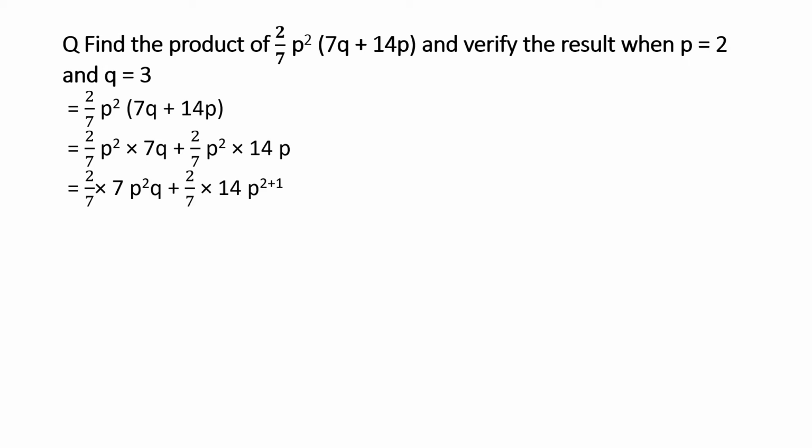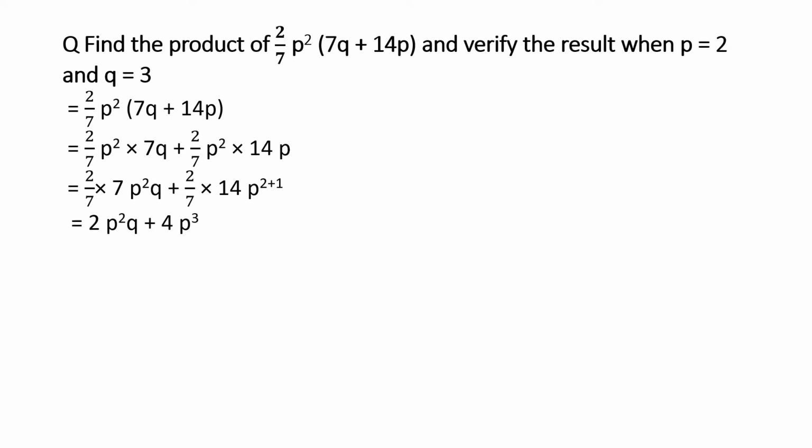Now the numbers have to be multiplied separately. 2 by 7 into 7 p square q plus 2 by 7 into 14 p raised to power 2 plus 1. This is equal to 2p square q plus 4p cube. Now the next step is verification. Now listen.